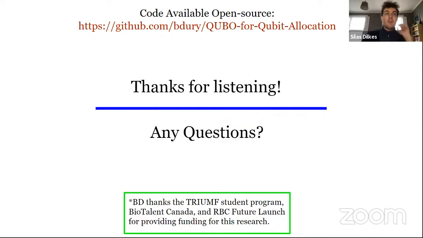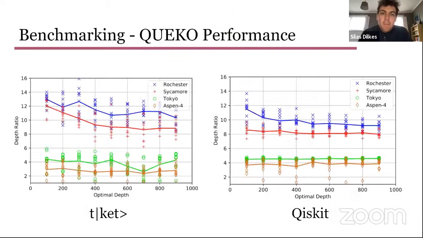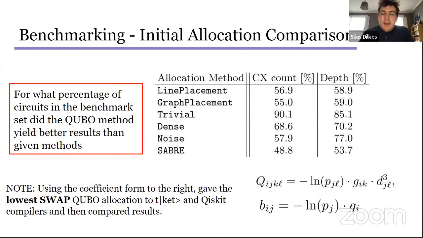I do have a question in currently, which is, Brian, could you go back to your first benchmark slide, please? This one? Yeah, that one. I was just wondering, I don't think you mentioned what software you used to actually route the QUBO initial placements you found to derive the number of CX gates ultimately needed for routing.